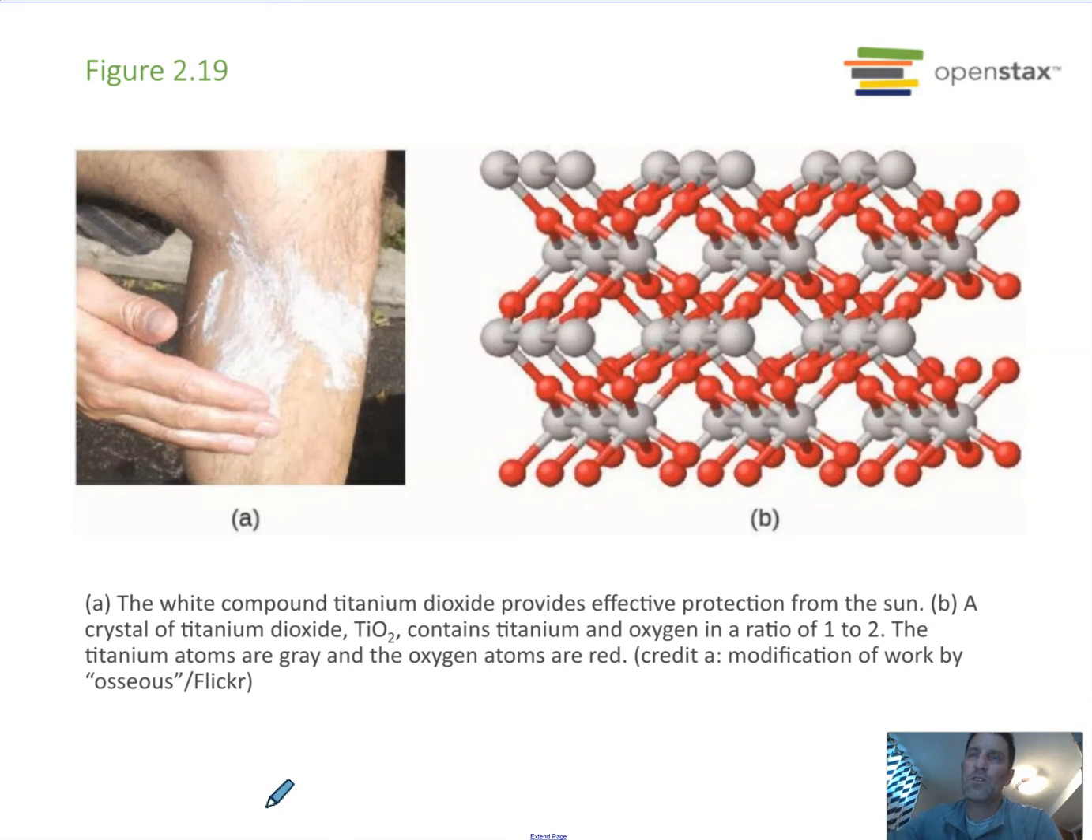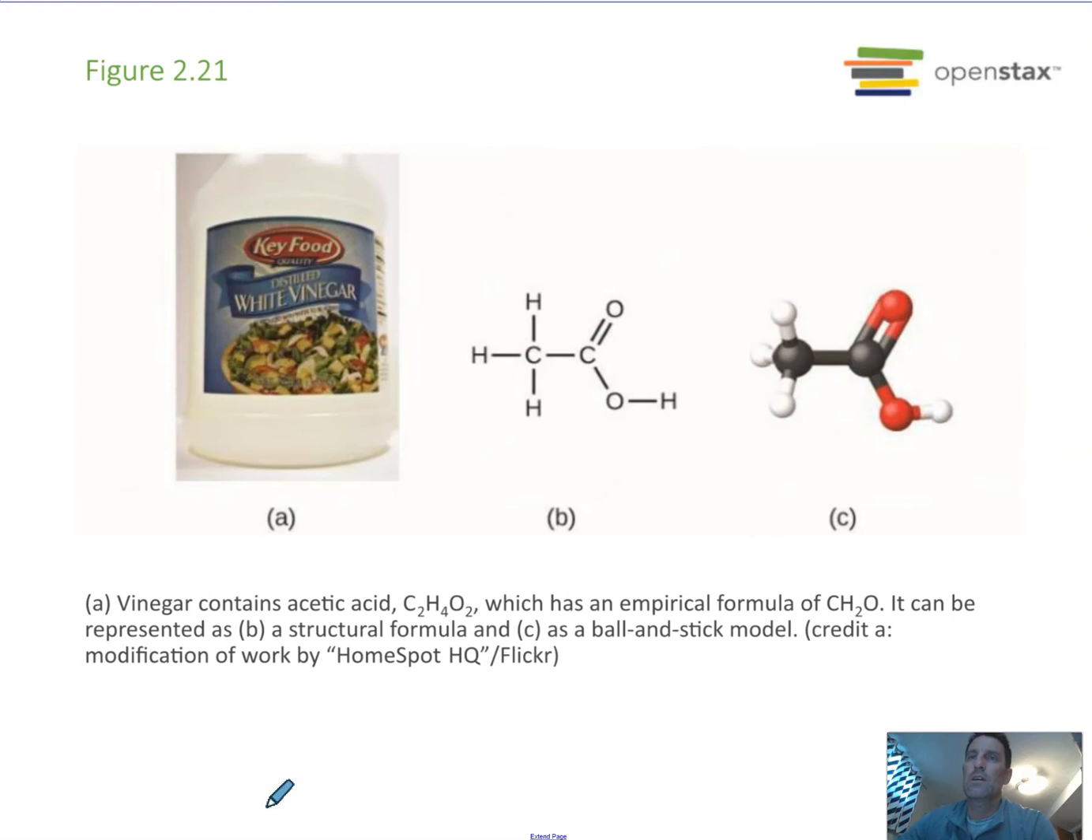All right, then it just talks about titanium dioxide as an example. That's in your sunscreen, and this guy's hairy legs. And you're welcome to read that in the book.